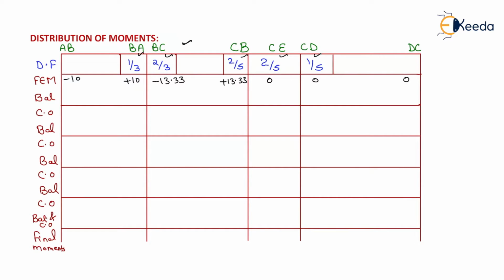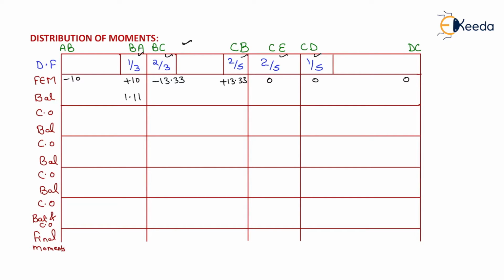Now at joint B there will be an unbalanced moment of 10 minus 13.33, so it will be equal to minus 3.33. So we need to create a balancing moment of plus 3.33, which will be distributed in span BA and BC according to their distribution factor. If we multiply the plus 3.33 by 1 by 3, we will get the value as 1.11, that is the balancing moment in BA.